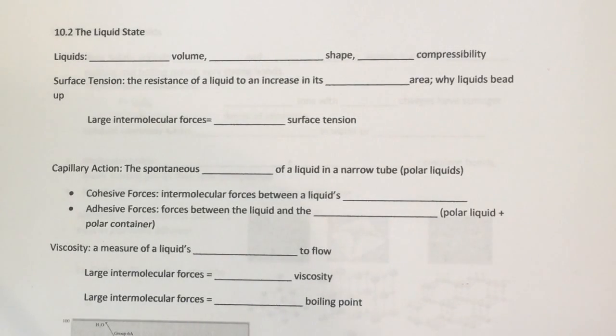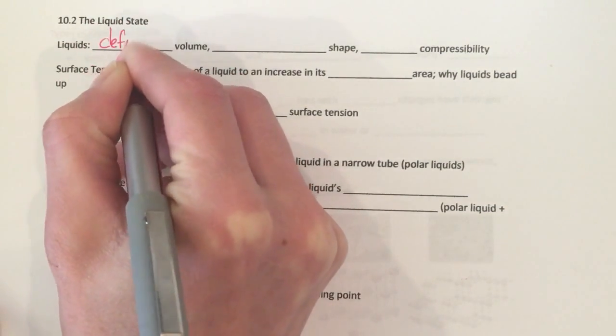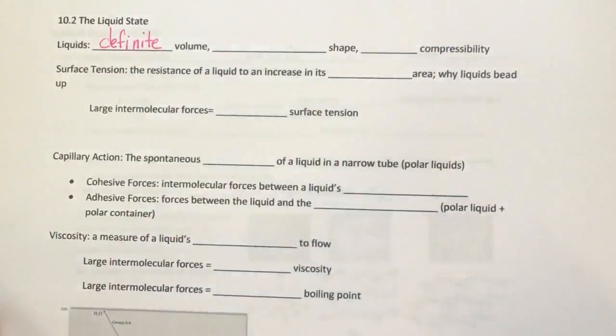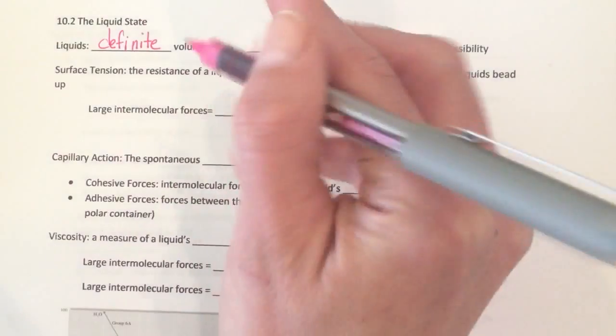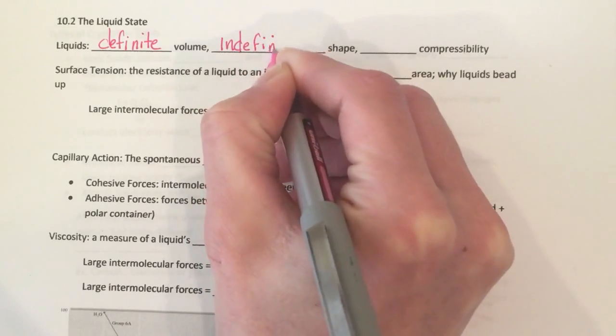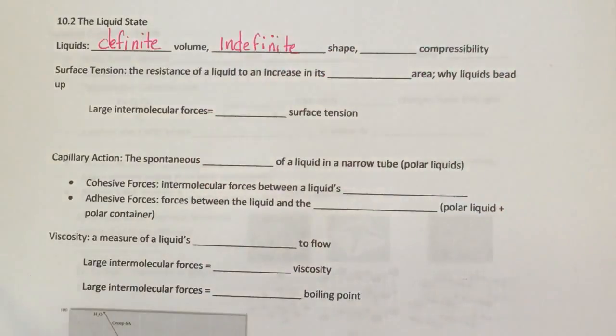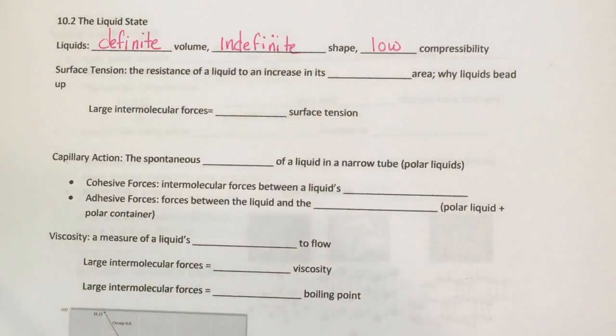Okay, so let's do a quick recap of liquids. It's important to remember that liquids have a definite volume, which means the volume does not change. It has an indefinite shape, which means the shape can change, and it's low compressibility. So it resists being compressed.